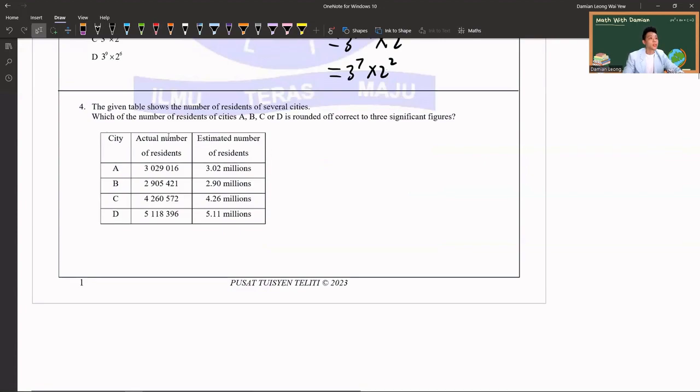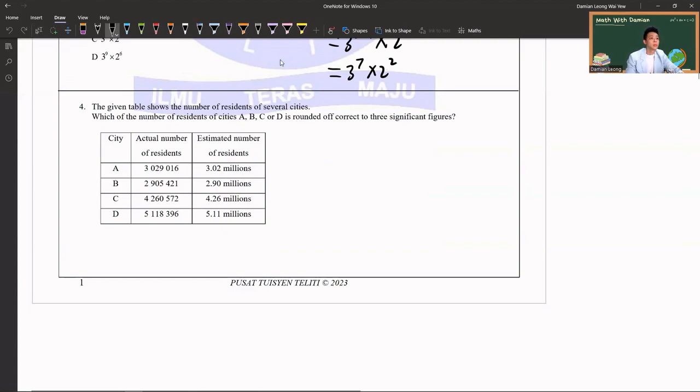So question 4 here. The given table shows the number of residents of several cities. Which of the following number of residents of cities A, B, C, or D is rounded off correct to 3 significant figures?